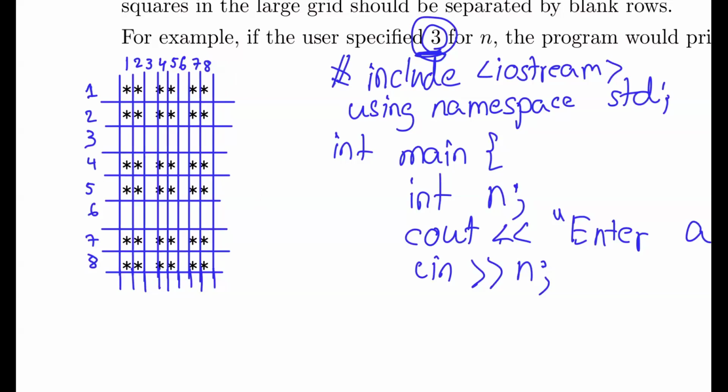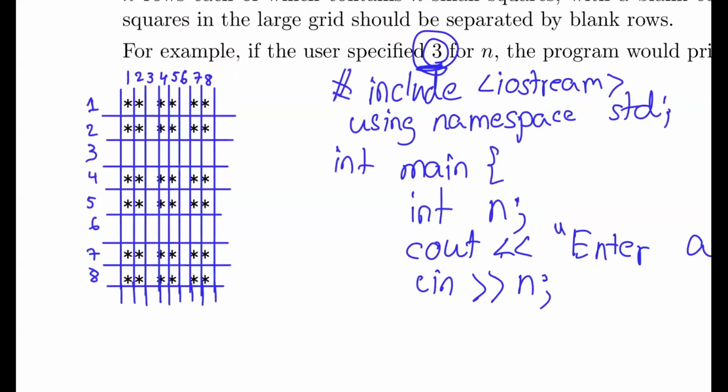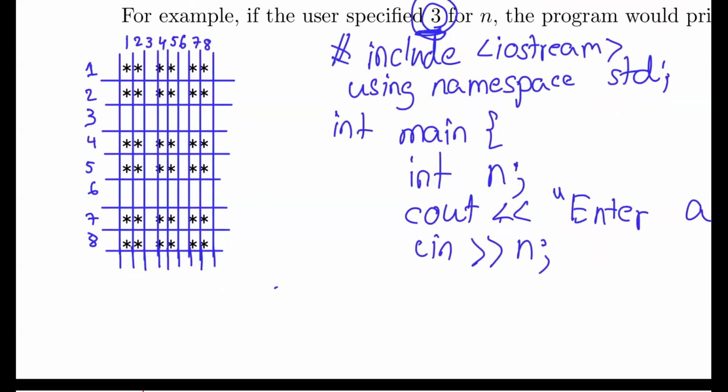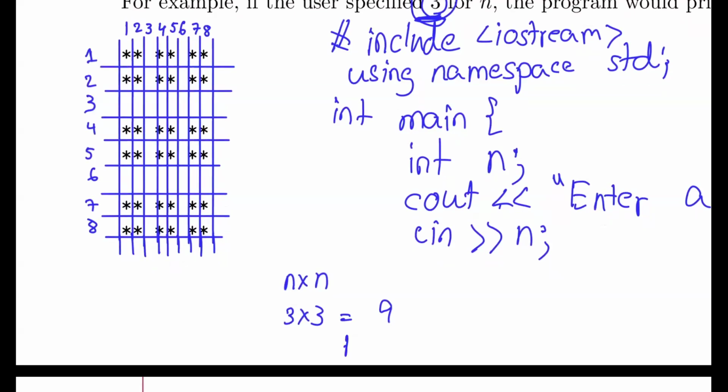So how can I get 8, or less than 9, from 3? If you multiply n times n, which is 3 times 3, you get 9. So if you start at 1, you should go until the row or the column is less than 9, which you get from n times n, where n is 3.